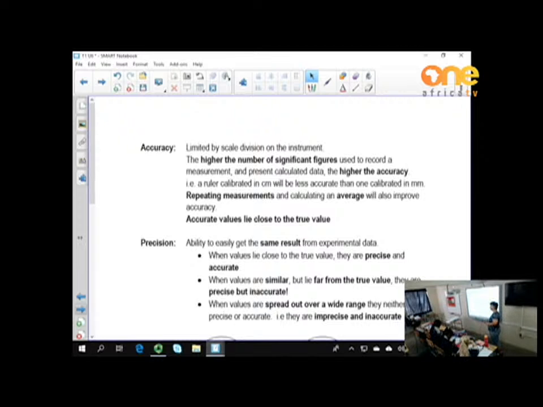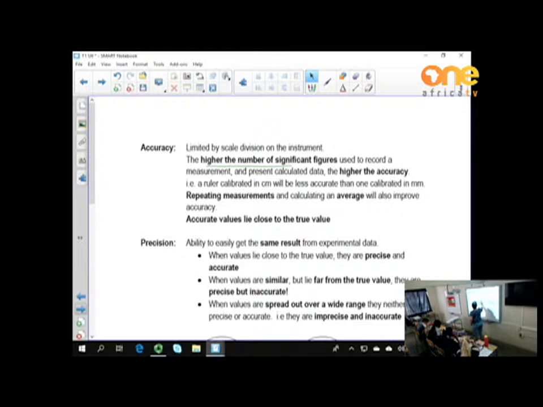Accuracy. The accuracy of your instrument is limited by the divisions it's calibrated in. You can never be more accurate than the instrument. If the calibration is in millimeters, you cannot be more accurate than that millimeter, because that millimeter already has an error on it. So I can't say 15,275 millimeters. That's totally absurd, a ridiculous answer, because the millimeter is already inaccurate.